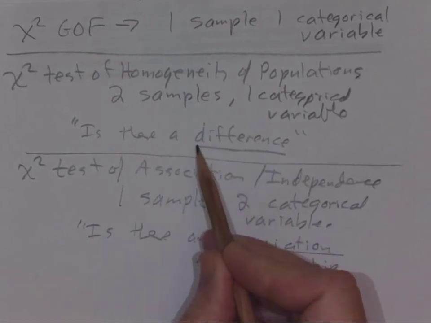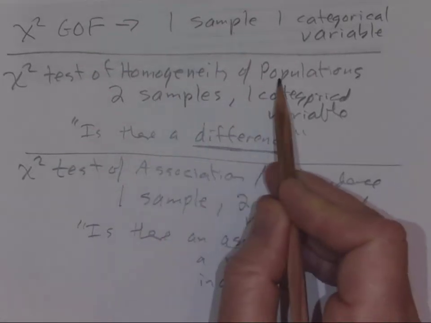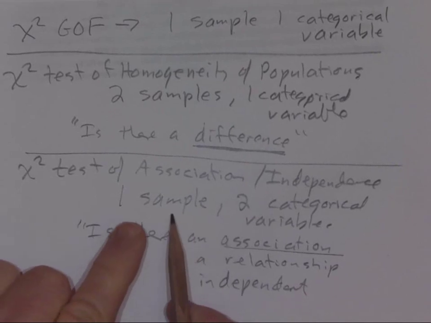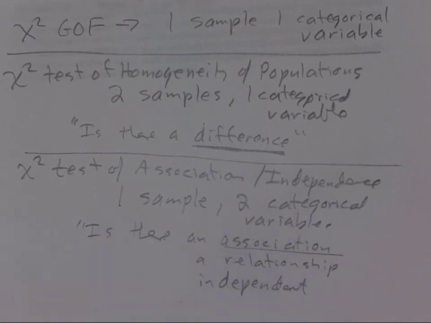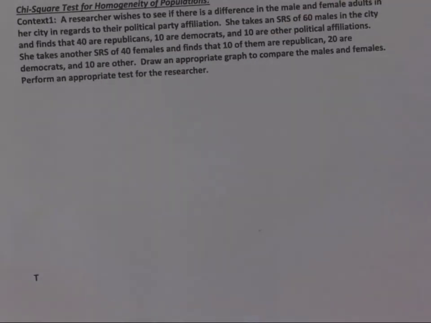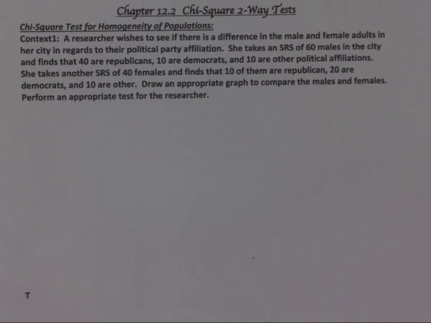So if you see the words, is there a difference in the populations? That's homogeneity of populations. And is there an association, relationship, or are they independent, or some synonym thereof? And you notice one sample and two variables. That's a chi-squared test of association, which is going to be our second example today. So that is your little introduction. So let's do this problem.